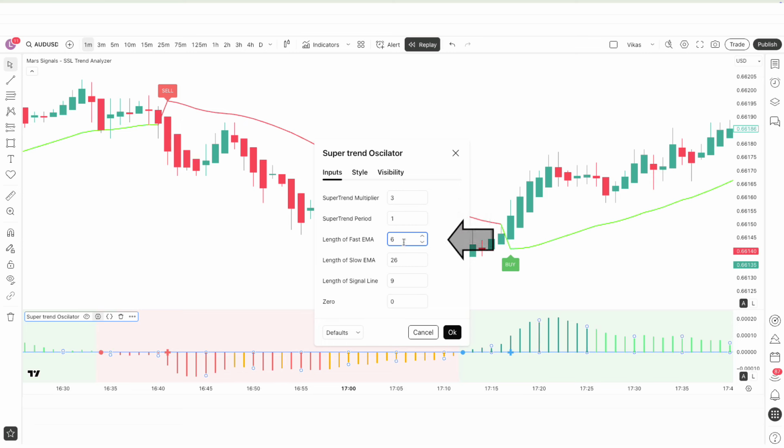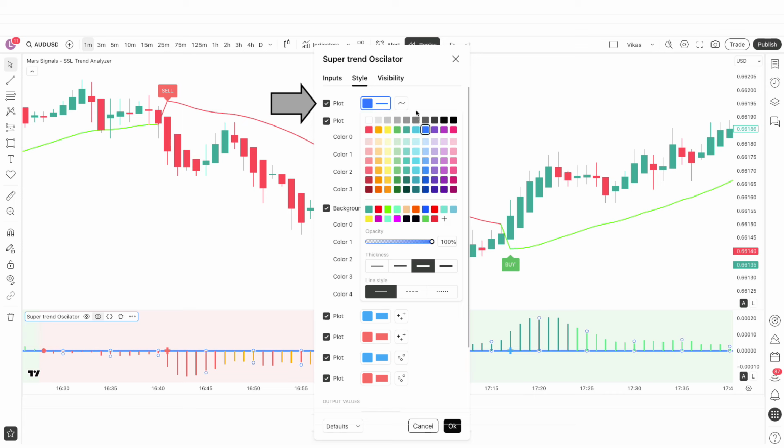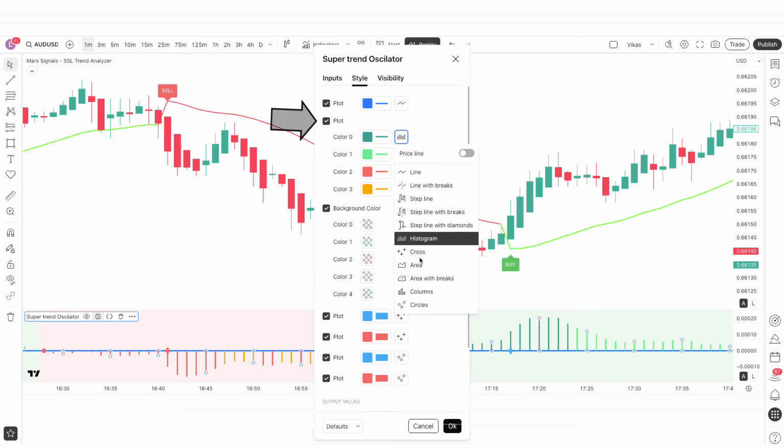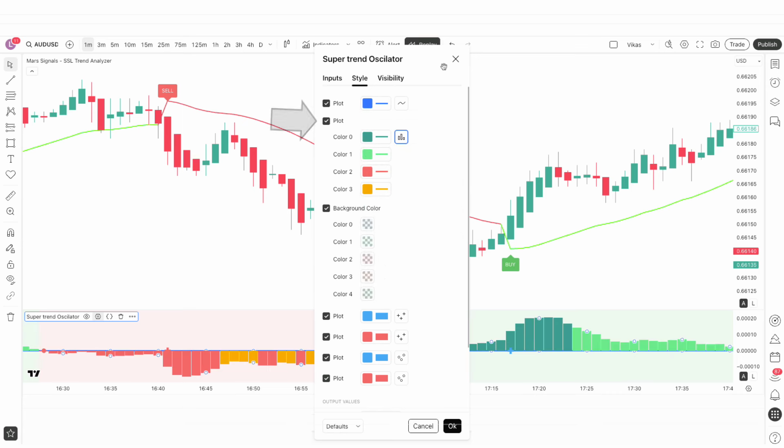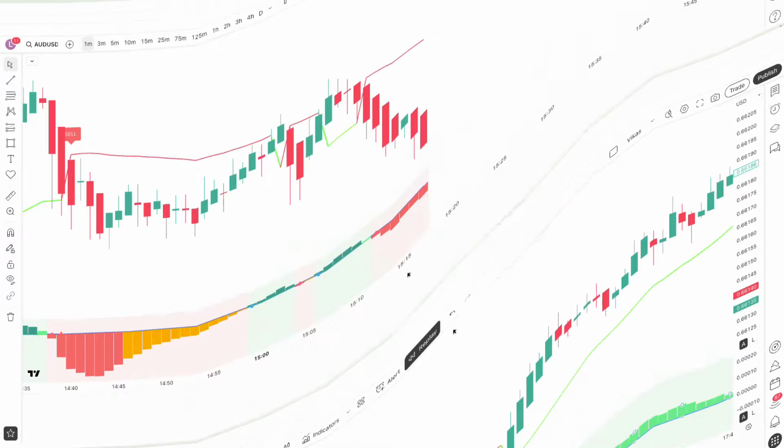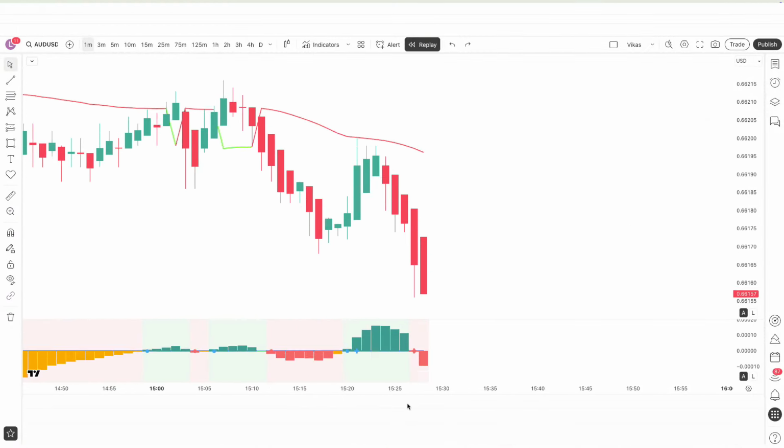Change this Fast EMA option from 8 to 6. Change this Slow EMA option from 26 to 19. We need to increase its thickness, this option. We have to change this plot option from histogram to columns. Now our setup is ready. Let's see how we use these trading setups.